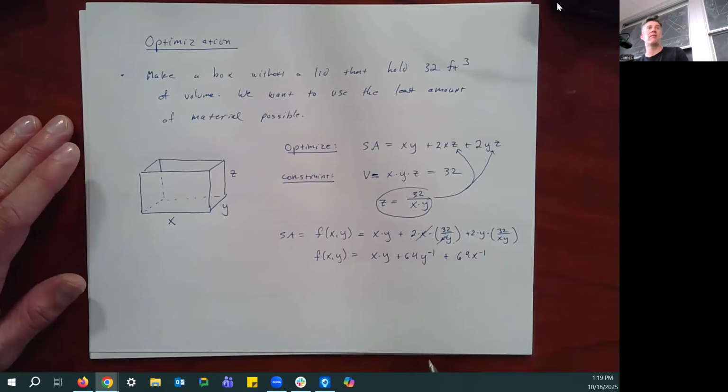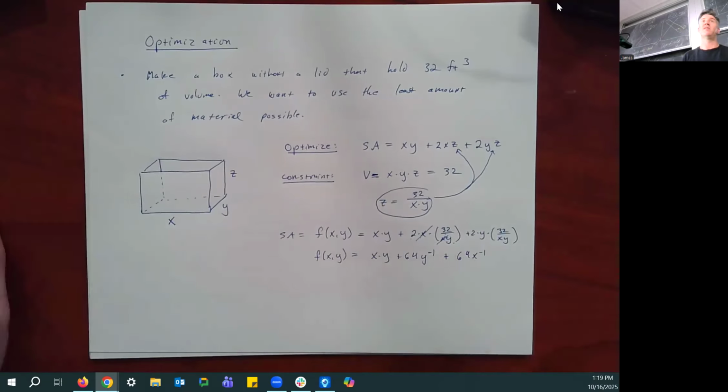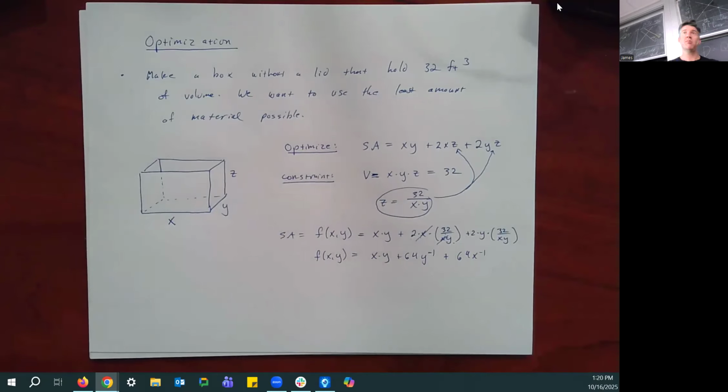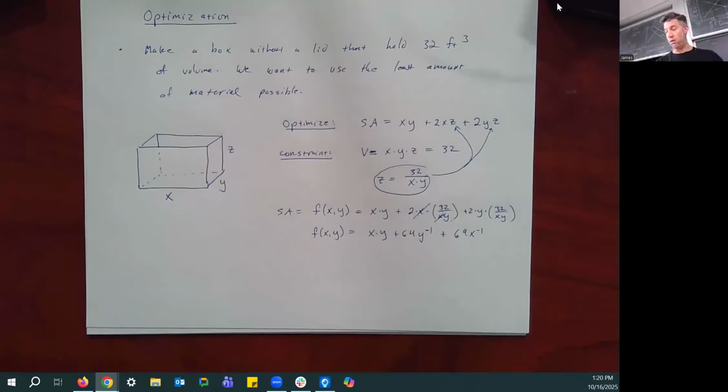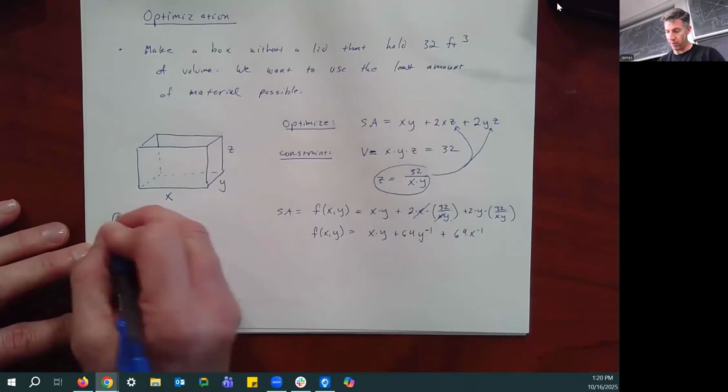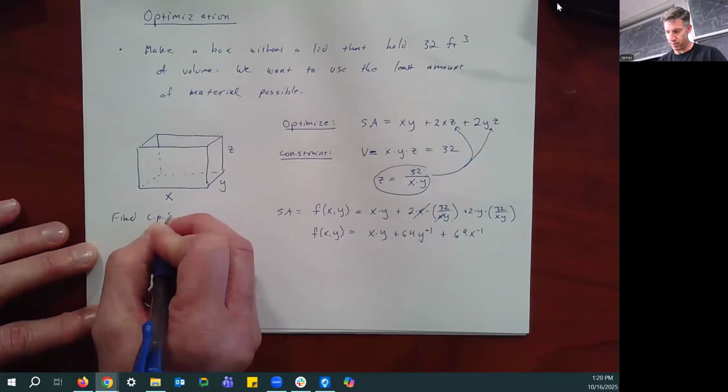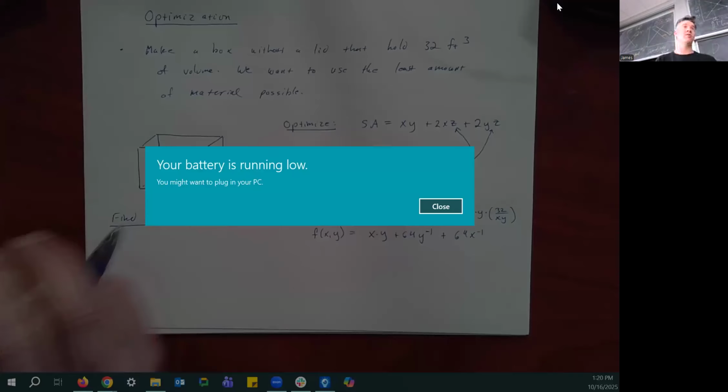And I'm going to make an observation here that I made before. This function of x and y is symmetric in x and y, right? If you interchange the x and the y's, you'd still get the same exact equation. So we're expecting in this problem for x and y to probably be equal to each other. Okay, doesn't seem unreasonable. So now we're going to find the critical points in the usual way. So find the critical points by taking each partial derivative.